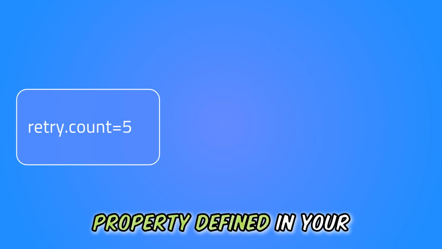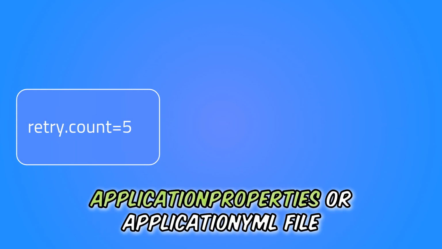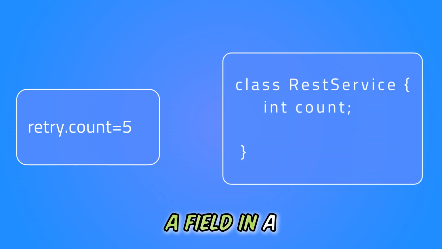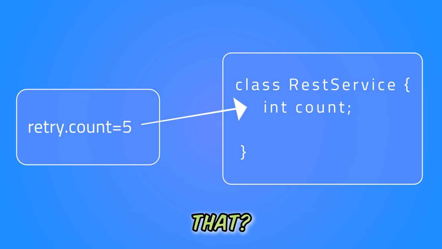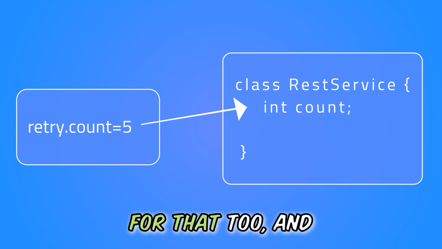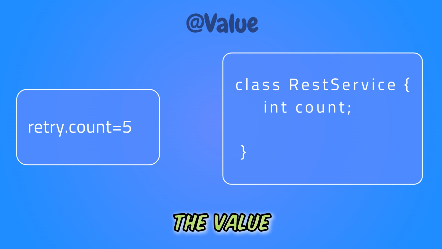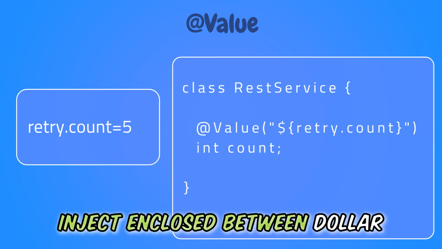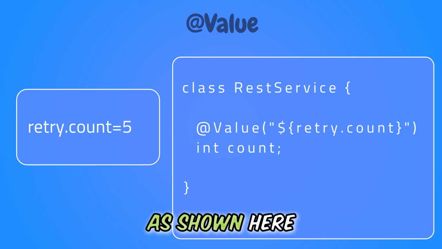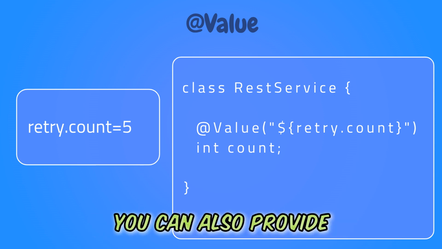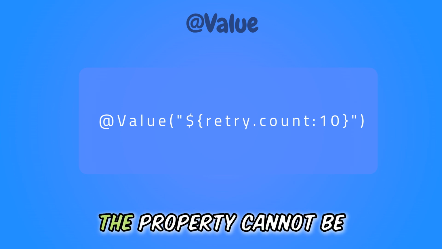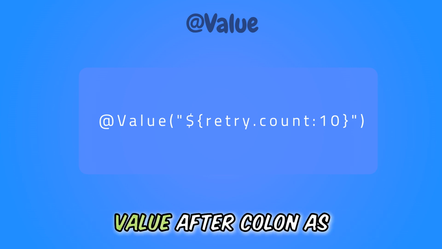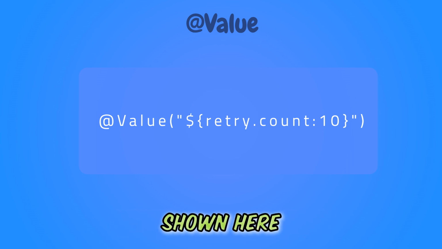Suppose you have a property defined in your application.properties or application.yml file, and you want to inject its value in a field in a class. How would you do that? There is an annotation for that too, and its name is Value. Simply provide the name of the property whose value you need to inject, enclosed between the $ symbol and curly braces as shown here. You can also provide a default value for that field, in case the property cannot be found in application.properties, by providing the default value after a colon, as shown here.